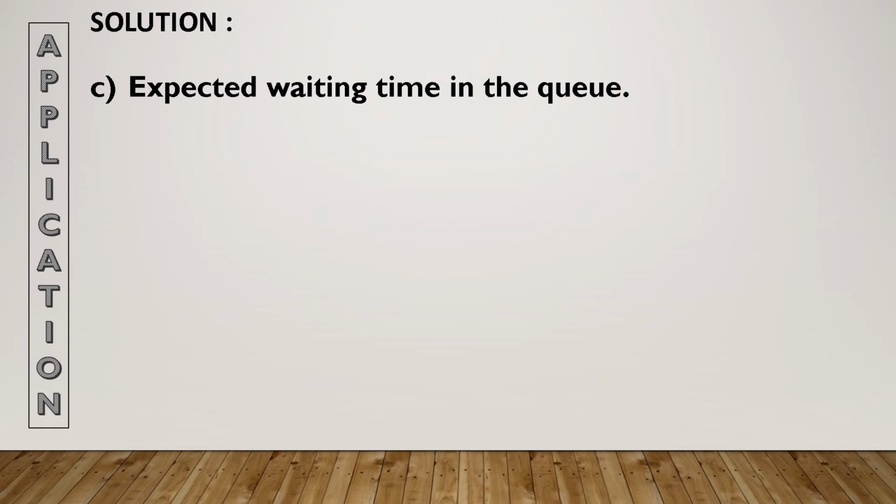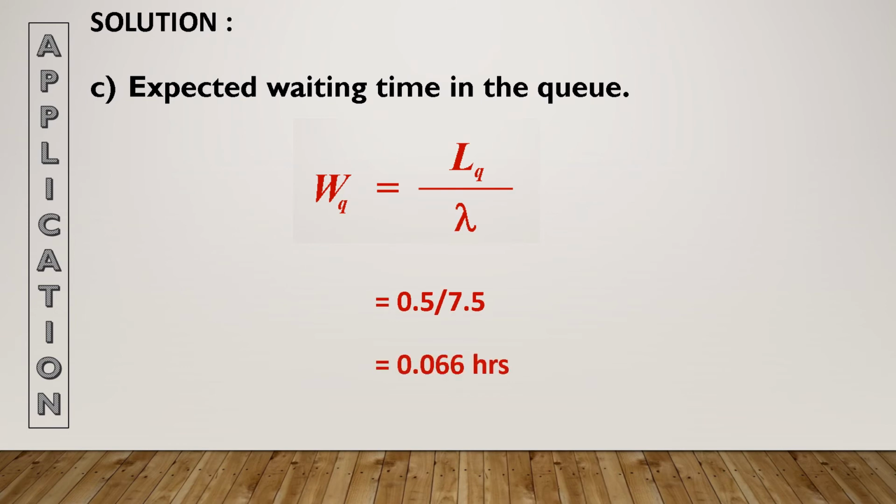Letter C. What is the expected waiting time in the queue? We're going to use this formula. W sub q is equal to L sub q divided by mean arrival rate. We already computed the L sub q from letter B. So fill in, our formula will be 0.5 divided by 7.5 is equal to 0.066 hours. This is our expected waiting time in the queue.